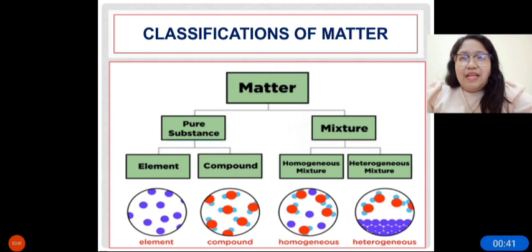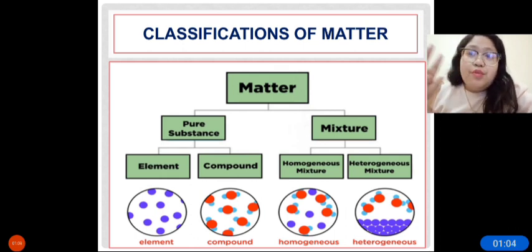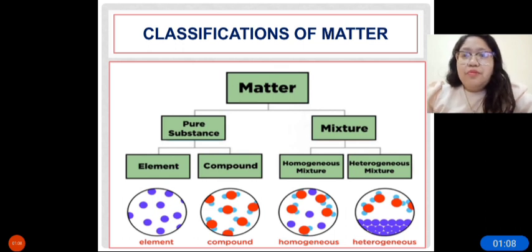So look at this diagram. This is an example of classifications of matter. So let's think of it like matter is a big family, okay? Since this is a big family, at the top, we have the grandparent of all materials, which is matter. And matter has two children, the pure substance and mixture. Under the pure substances, there are two more categories, which are the element and compound.